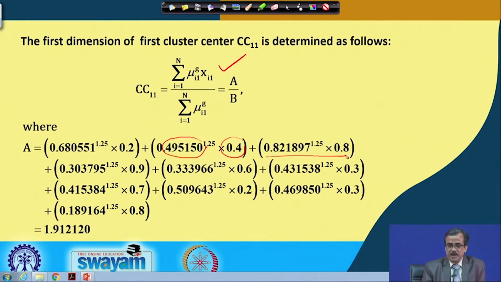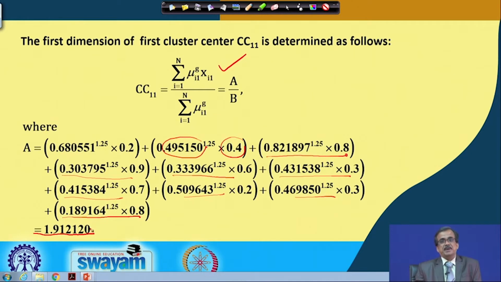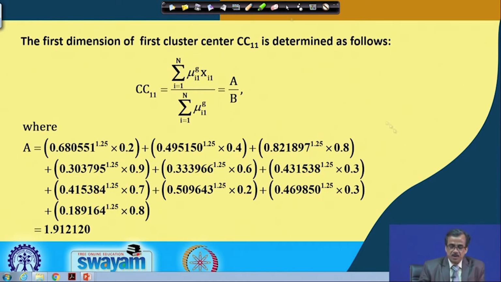Similarly, this is the scenario when i equals 3, then i equals 4, 5, 6, 7, 8, 9 and i equals 10. By following this and simplifying, I will be getting one numerical value for a, and that is 1.912120. So, this is the numerical value for a. I hope this is clear to all of you, and now I will have to find out what b is.